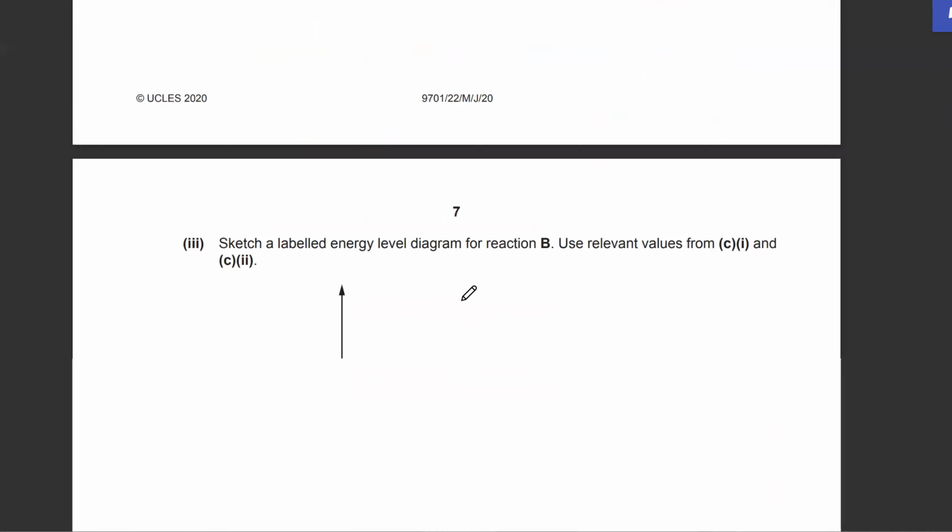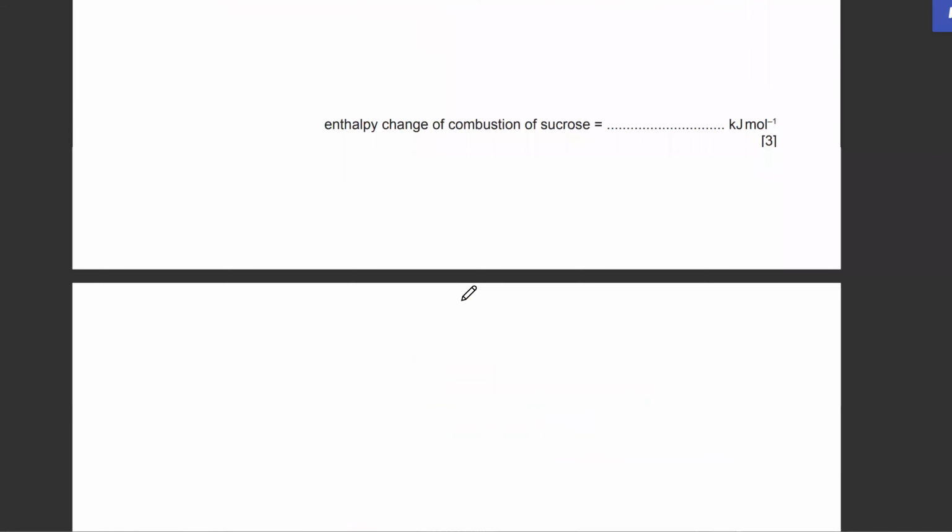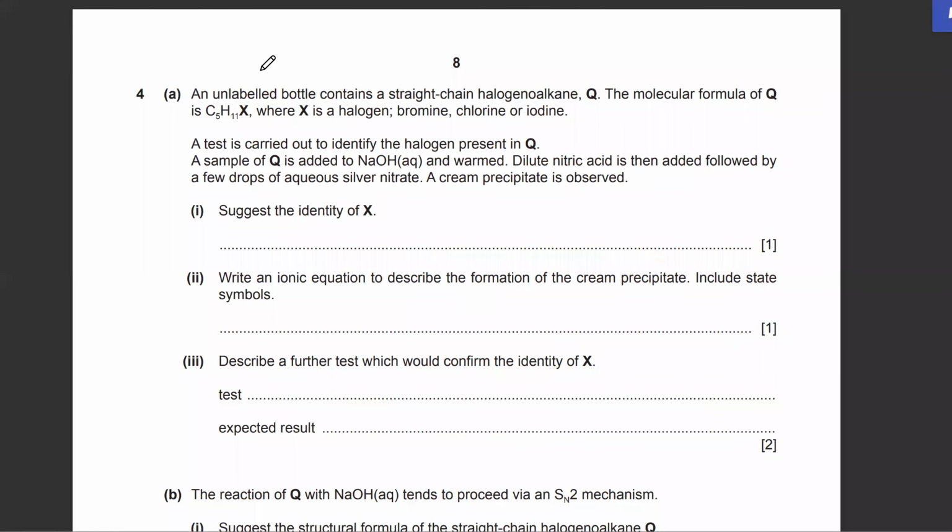Yes, sir. Next is mostly enthalpy change, so let's ignore that. So let's talk about this one. There's an unlabeled bottle containing a straight chain halogenoalkane Q. The molecular formula of Q is C5H11X, where X is a halogen: bromine, chlorine, or iodine. So that's one piece of information. And it's straight chain. That's another piece of information that's been provided.